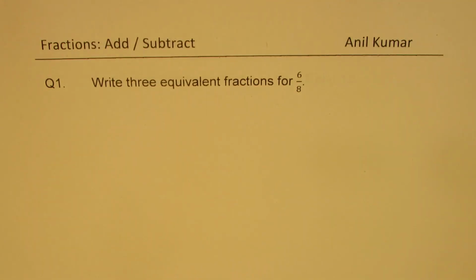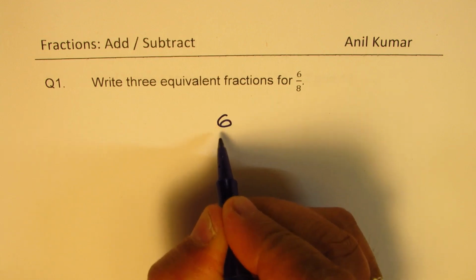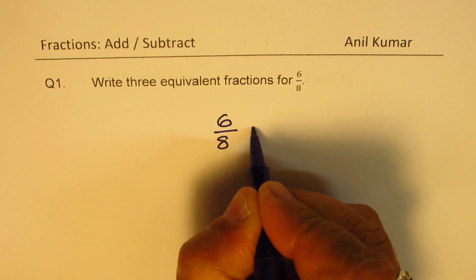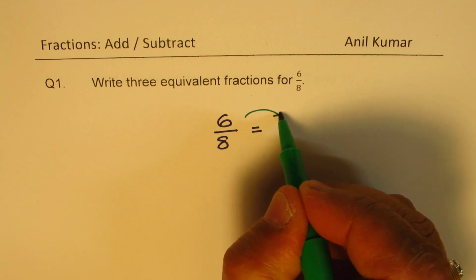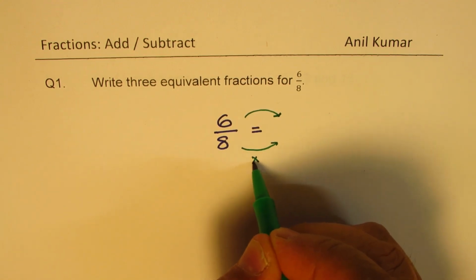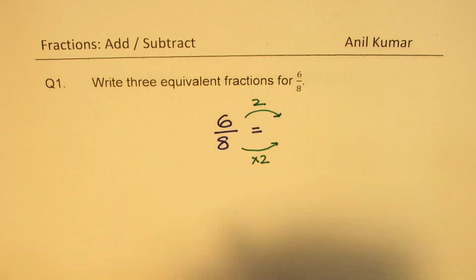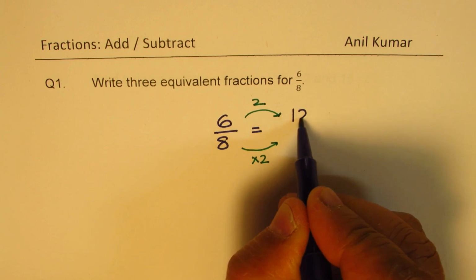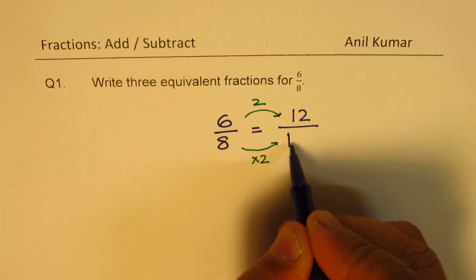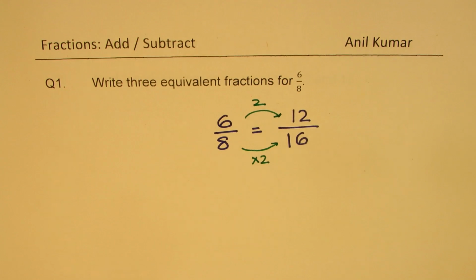So let's begin with the very first question, which is write 3 equivalent fractions for 6 over 8. So 6 over 8, when we say equivalent fractions, what we can do here is that we could multiply both numerator and denominator by the same number. For example, we can multiply by 2. So if I multiply both by 2, what do I get? 6 times 2 is 12 and 8 times 2 is 16. 2 by 2 is like 1, so these are equivalent fractions.